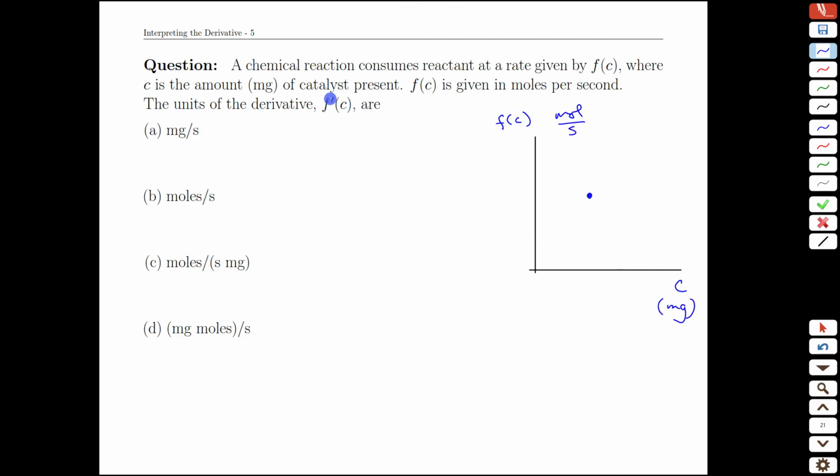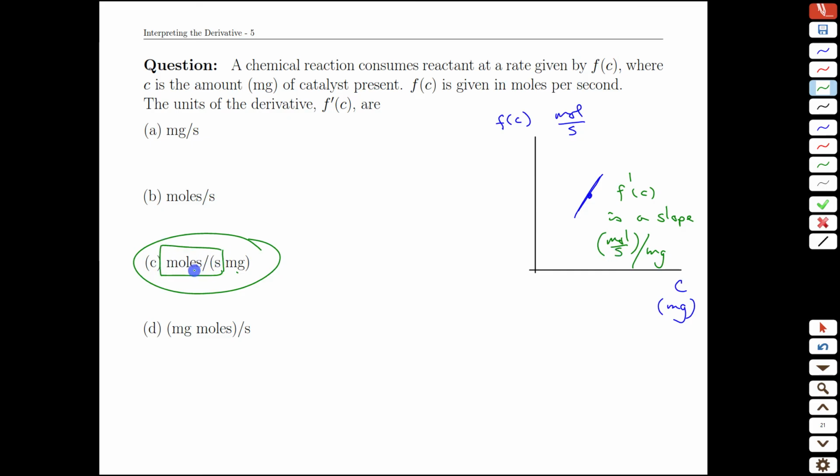So if we talk about F prime of C, what we're going to be talking about is a slope. And if it's a slope, it's going to be in moles per second per milligram. Let's take a quick scan over here. That would simplify here to moles per second milligram. And that looks like an awkward unit, but if we say it in a sentence, it's much easier, especially if we frame it out as the moles per second. So the moles per second tells us how quick the reaction is and how much that's going to change as we increase the number of milligrams of catalyst.